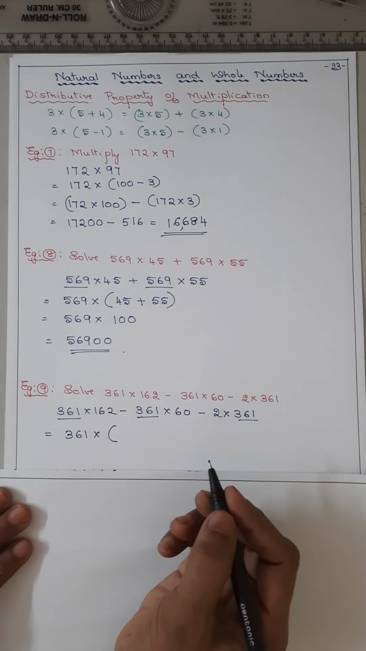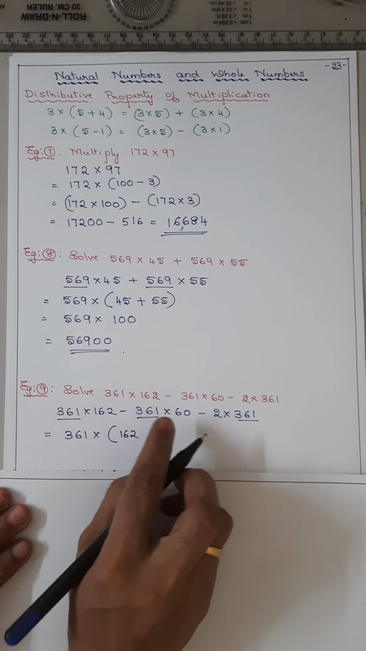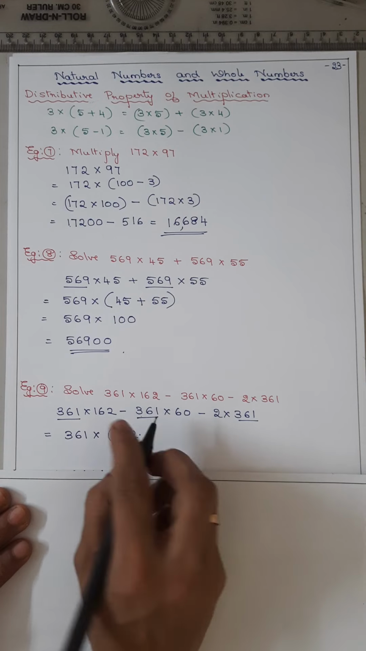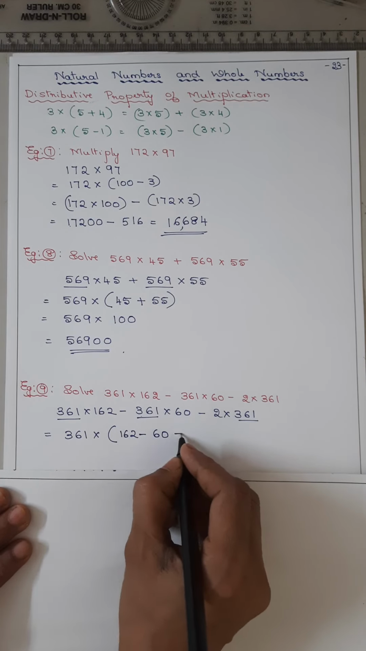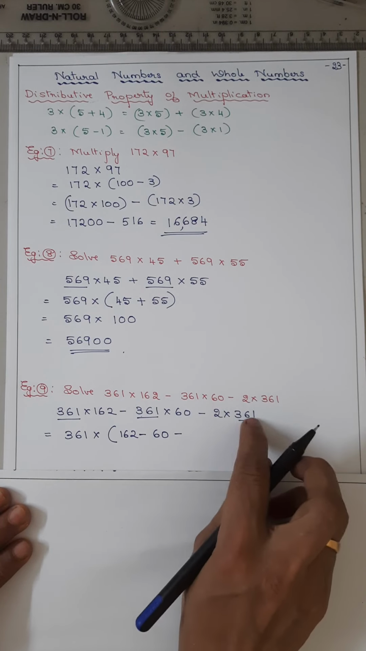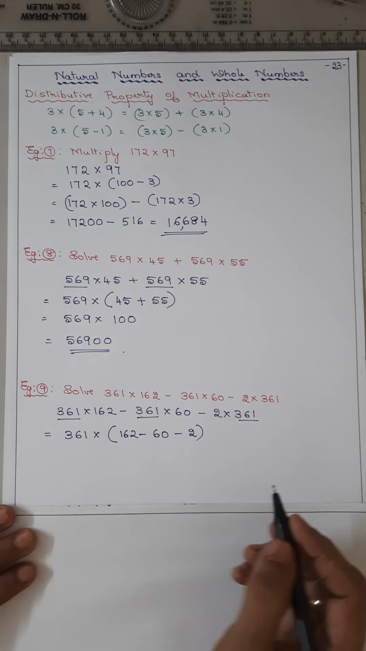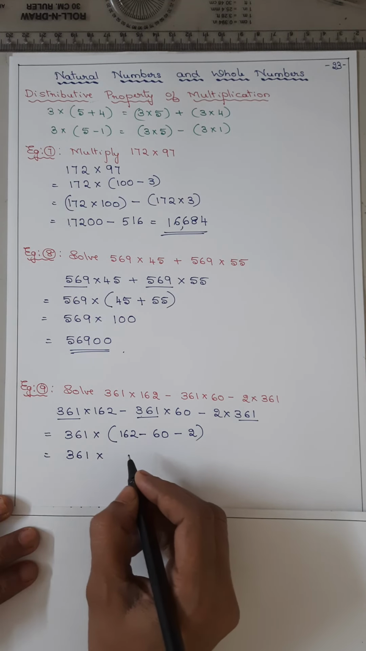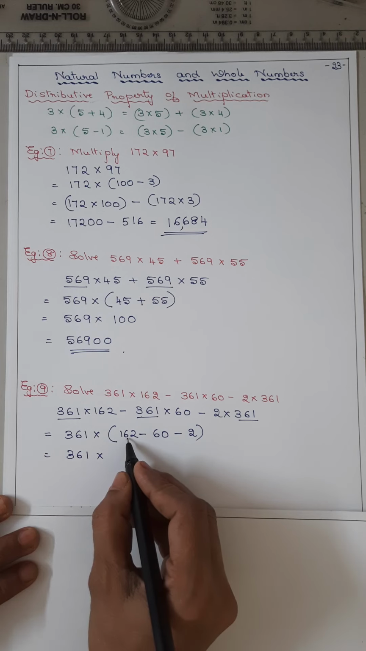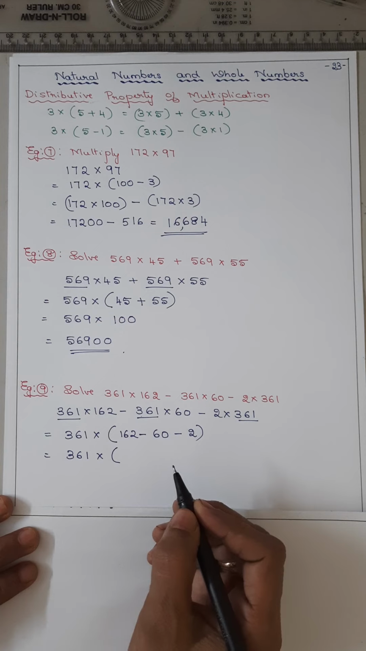Put the bracket. 162 is remaining in the first one. Here 60 is remaining but the sign is minus 60. Now put the sign minus and in this group 2 is remaining. Right. Now it will be 361 into. Now 362 minus 60. How much it will be?